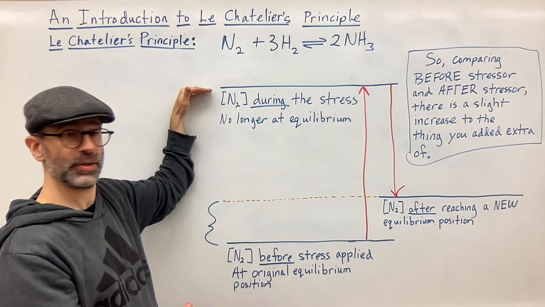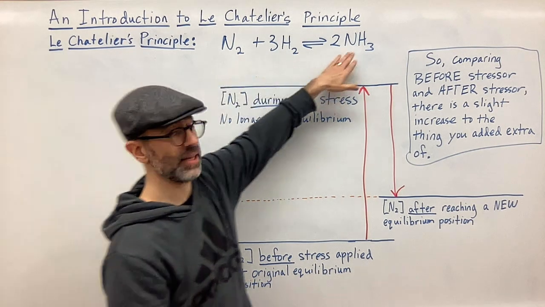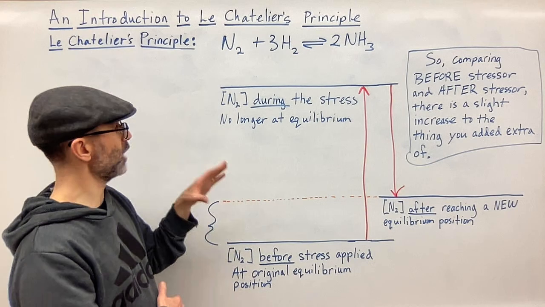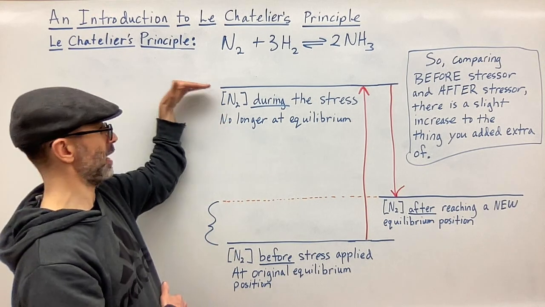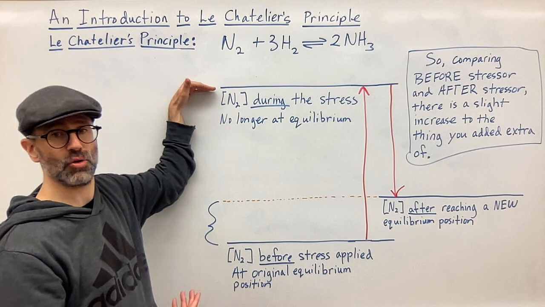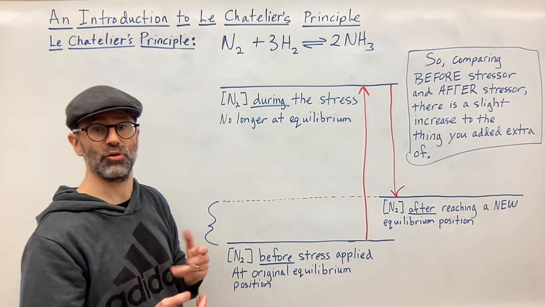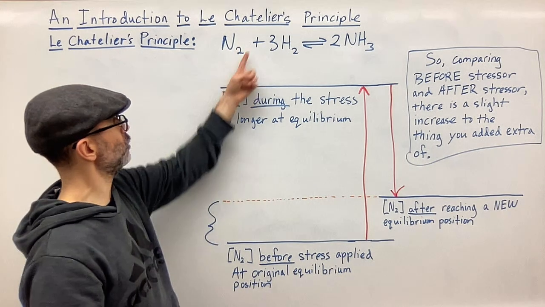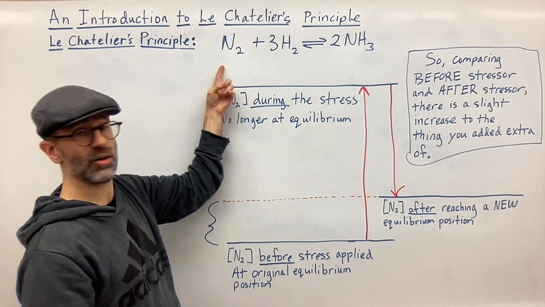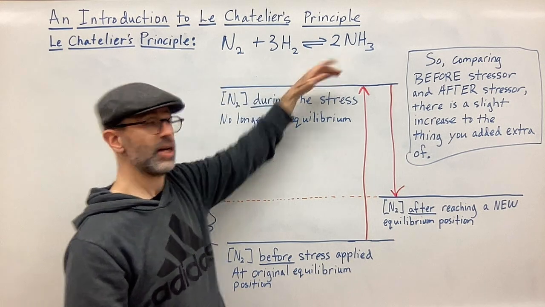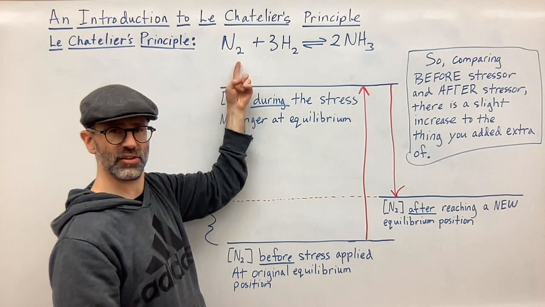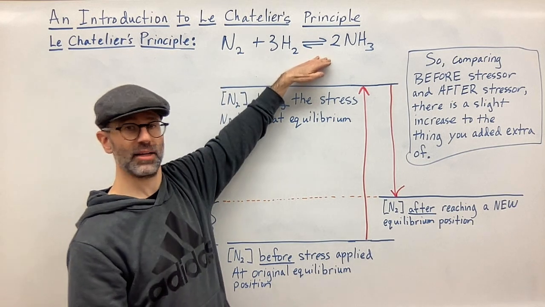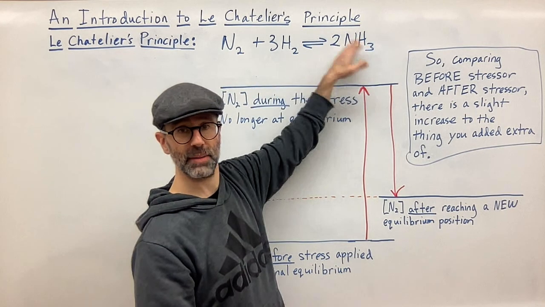The other two players, the hydrogen and the NH3, are still at their equilibrium concentrations, but I've changed the equilibrium concentration of my N2 by increasing it. So now it's no longer at equilibrium. The system has to undo that according to Le Chatelier's principle. If I'm increasing this, it's going to shift this way to get rid of it. So I need more of this to get rid of it, right? It's going to get rid of what I've added and create more of this.